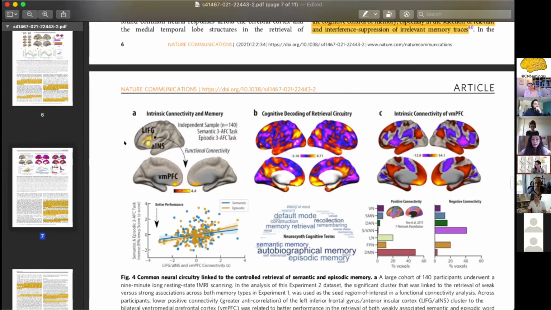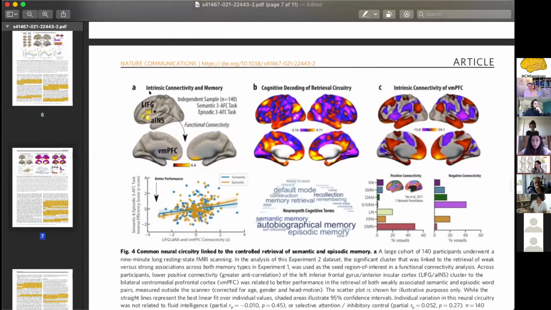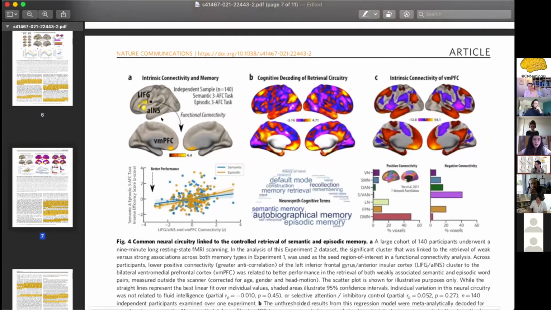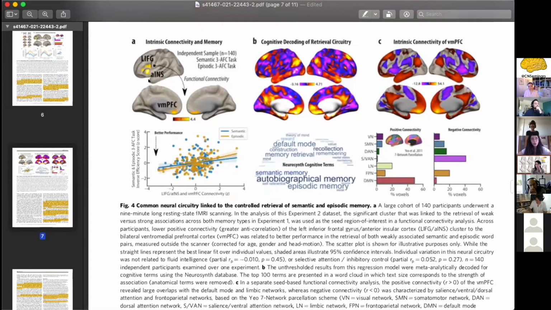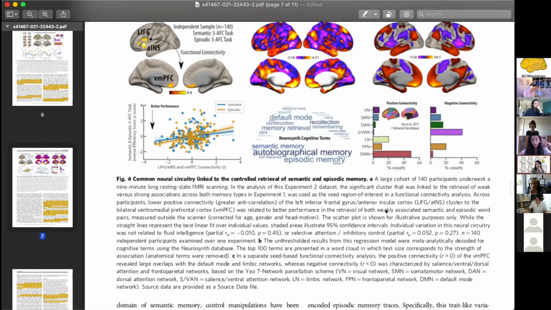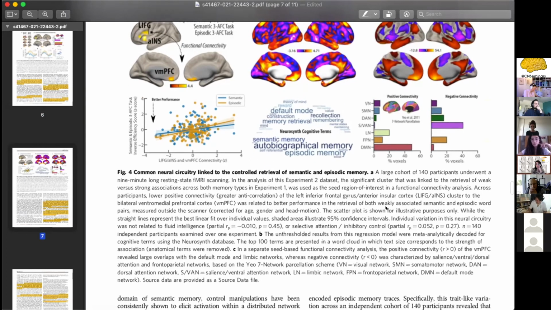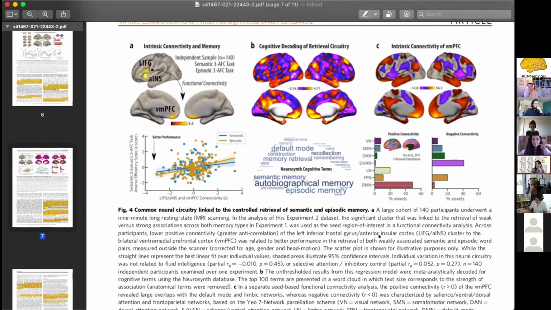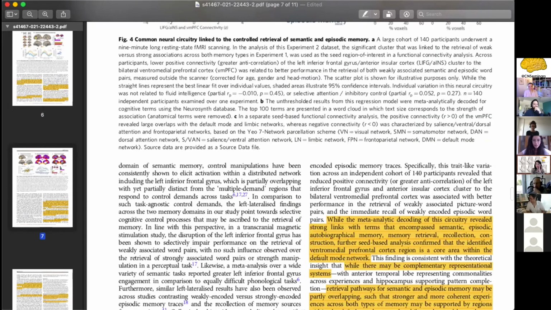And the results show that the more the cognitive control, the less activation of the ventromedial prefrontal cortex, and enhancement of the default mode network and other attention associated functions. Thank you.